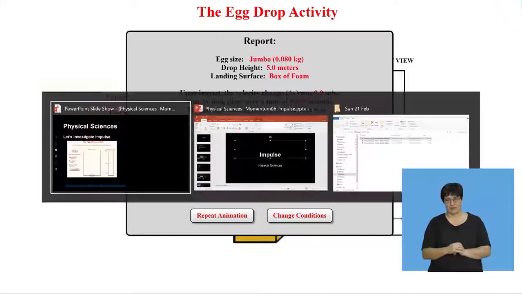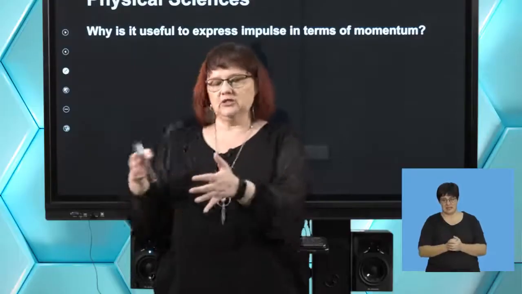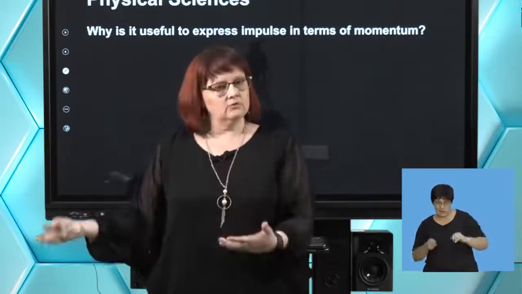So let's put this into some words. Why is it useful to express impulse in terms of momentum? If we think about this logically, we've said F net delta t equals change in momentum. Change in momentum is much easier to measure. It's easy to measure the change in velocity of an object. It's easy to see the time. So using change in momentum, we can calculate the force that an object experienced.